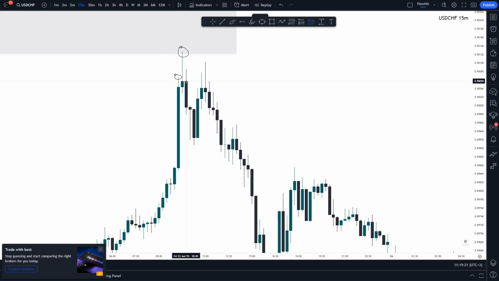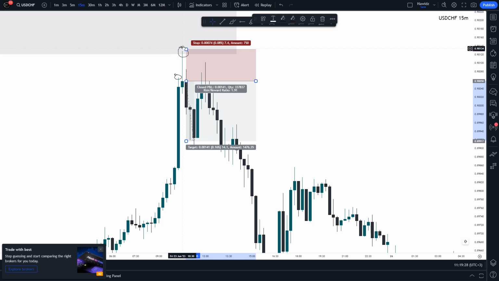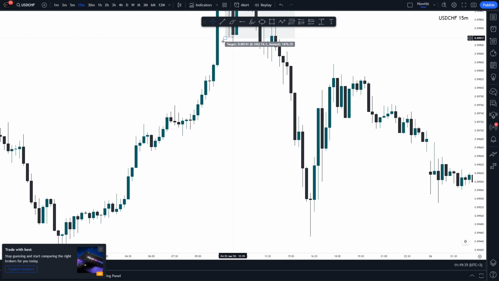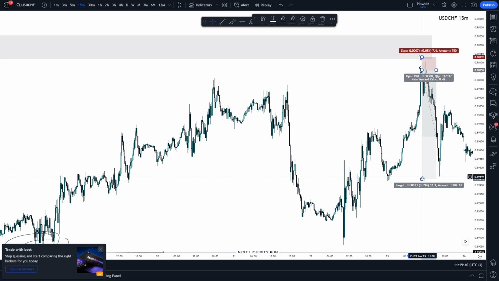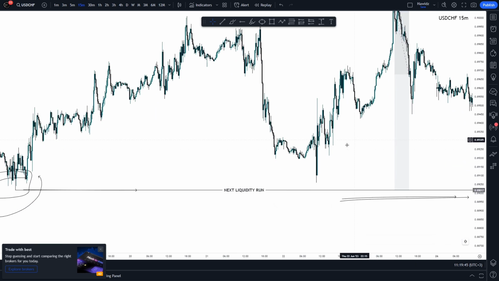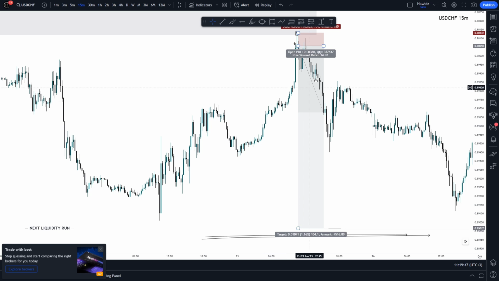So just at this closure here, just at the open of the next 15-minute candle, that's my entry. My stop loss is simply above the high of this previous triple M wick. And of course, I'm looking to target the overall lows. So my take profit target is all the way down here at my next liquidity run. So this is how institutional trading is fun.